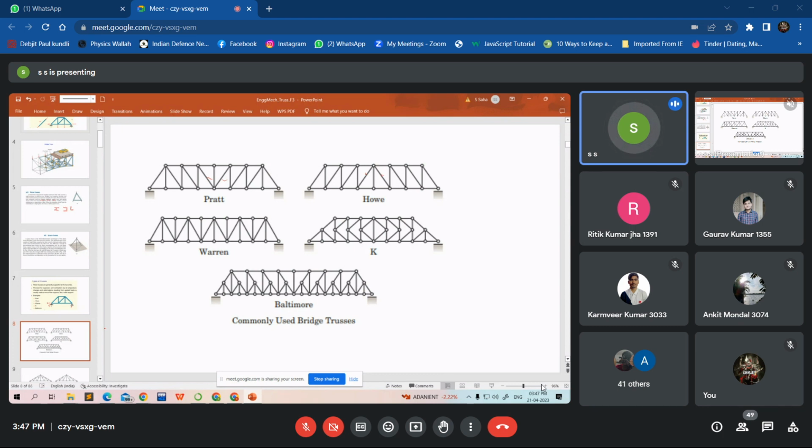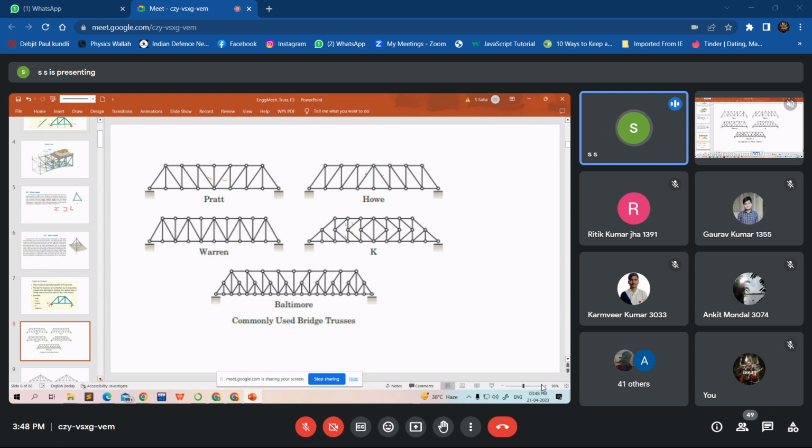The Warren is a combination of both Pratt and Howe, as you can see in the figure. And this is a K truss. In fact, you can see the configuration is like a K here. That's how we got its name, K truss. Just try to remember this K truss. It will be used in future discussion. So this is a K truss where the shape is like a K, and these are Baltimore trusses, etc.